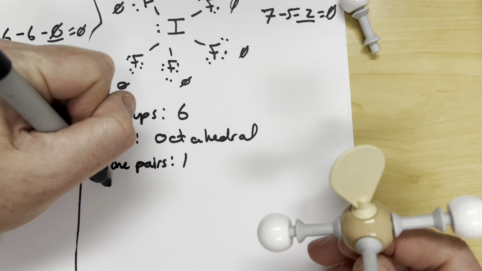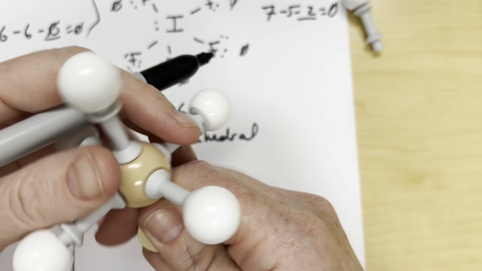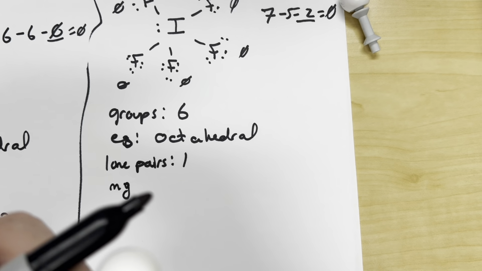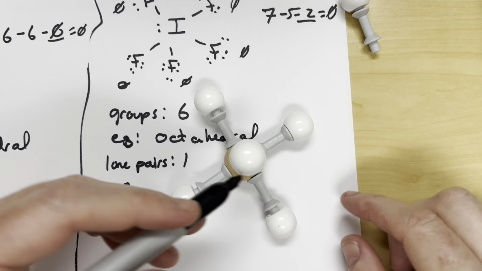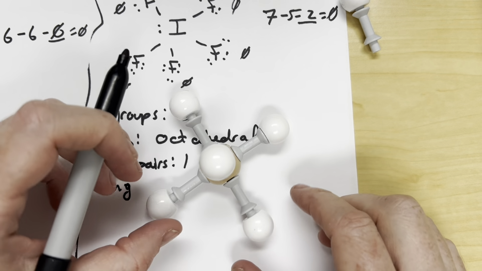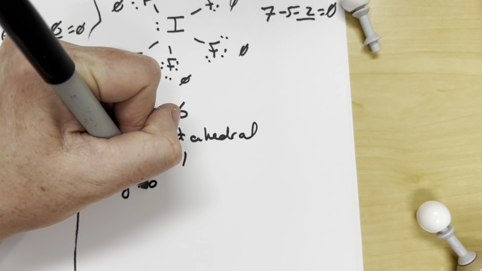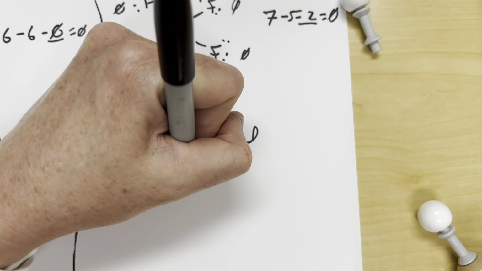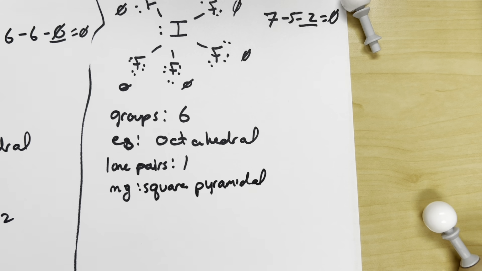Its molecular geometry. If I take this lone pair off and kind of show you, it's going to help. Has a square bottom and something on the top, so it kind of looks like a pyramid. Square bottom, something on the top, making it look like a pyramid. Square pyramidal. It's going to be its molecular geometry.